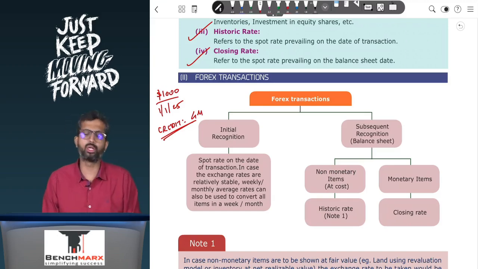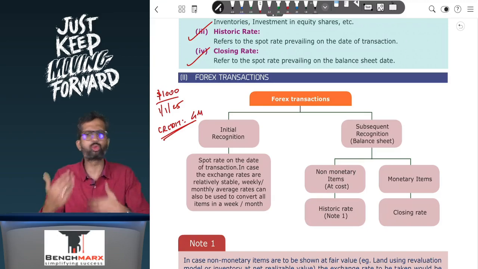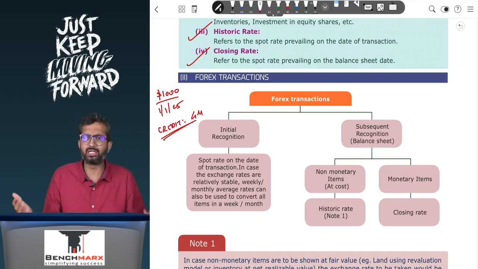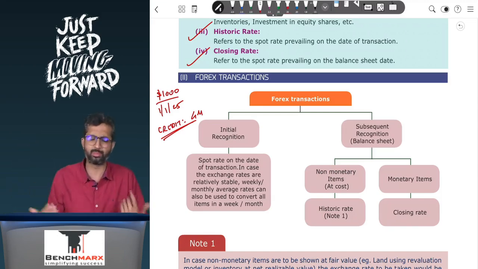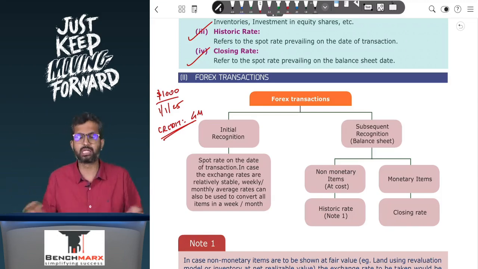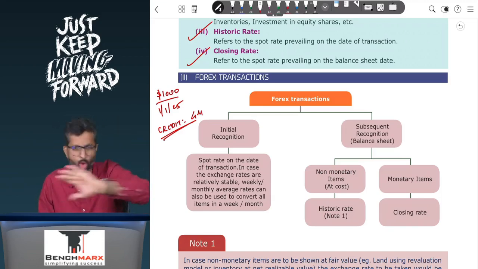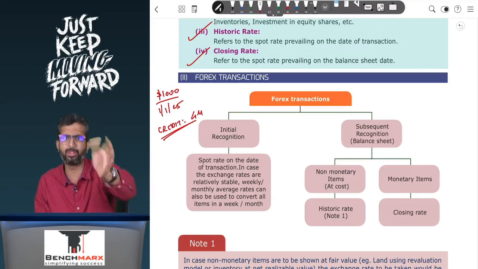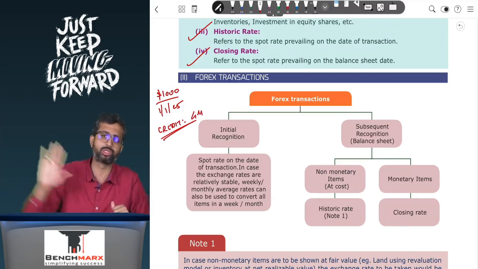But for non-monetary items, which are usually PPE, inventory, intangibles, all of these will usually be recorded using the cost model, that is cost less depreciation. The standard says that non-monetary items will be recorded at historical cost. For example, you can buy land of $1,000 on 1st January 25 on cash basis. Your entry will be land account debit, let's say 80,000 rupees, to bank 80,000 rupees. That is $1,000 into rupees 80.